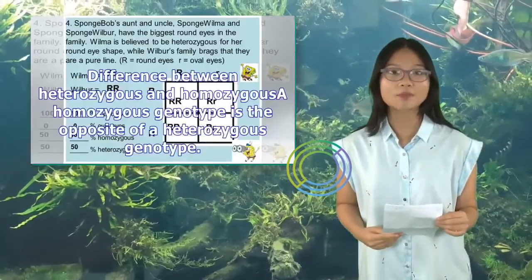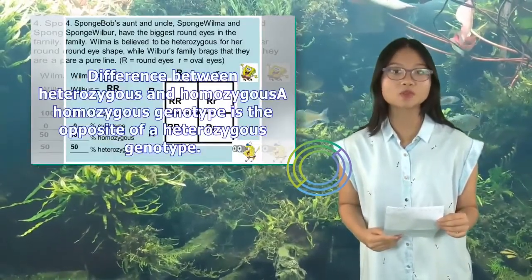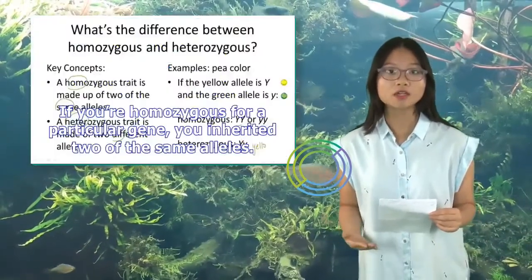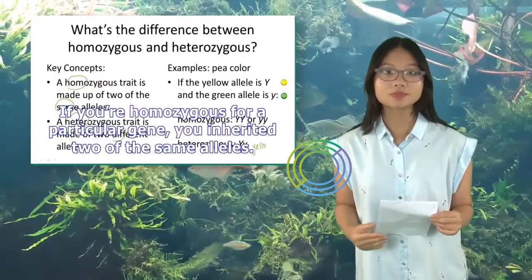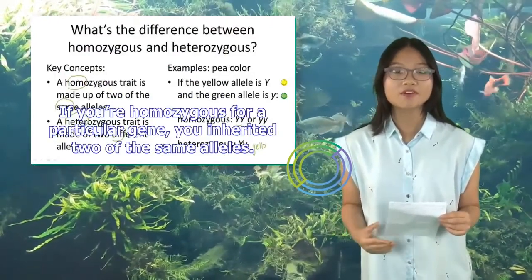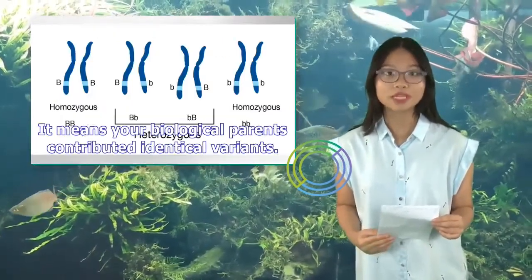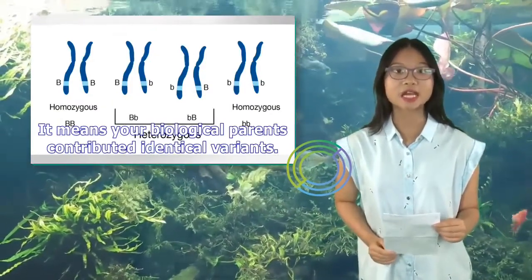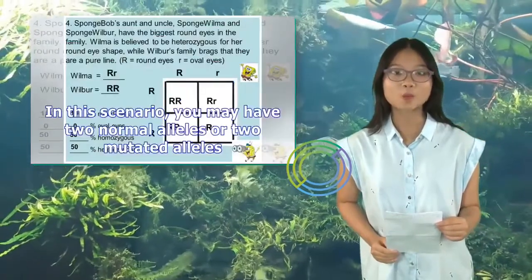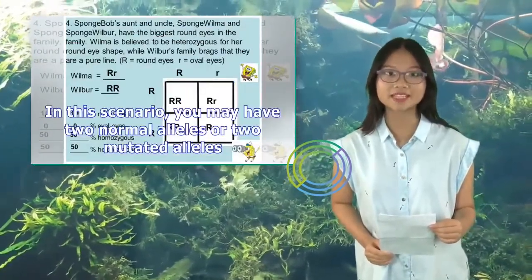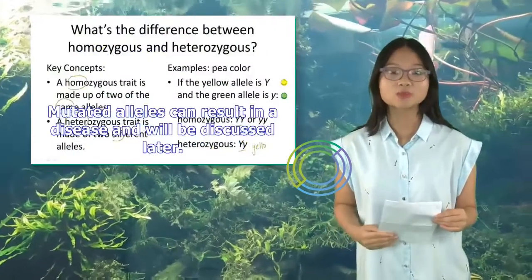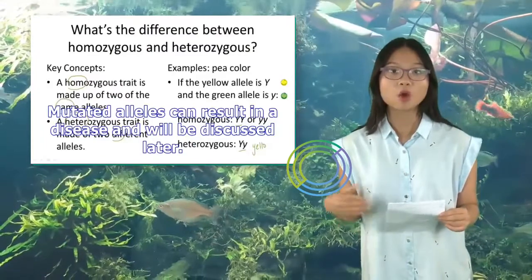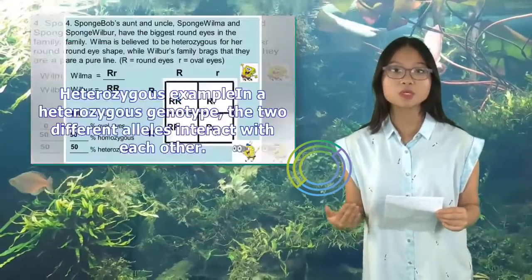Difference between heterozygous and homozygous. A homozygous genotype is the opposite of a heterozygous genotype. If you're homozygous for a particular gene, you inherited two of the same alleles. It means your biological parents contributed identical variants. In this scenario, you may have two normal alleles or two mutated alleles. Mutated alleles can result in a disease and will be discussed later. This also affects which characteristics appear.